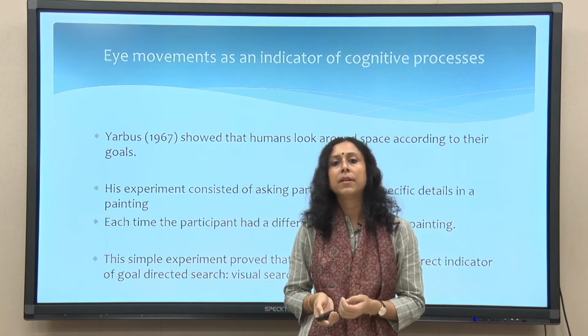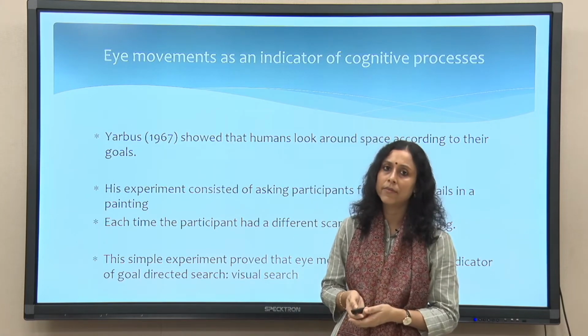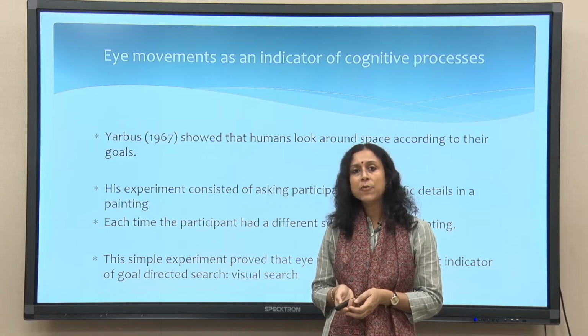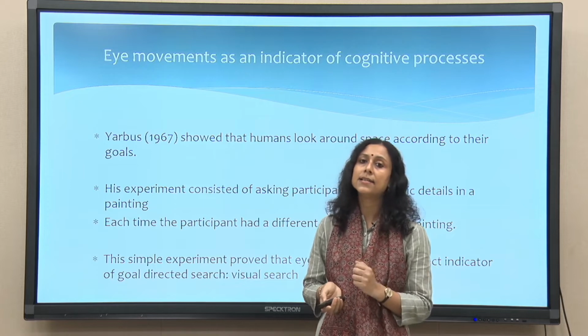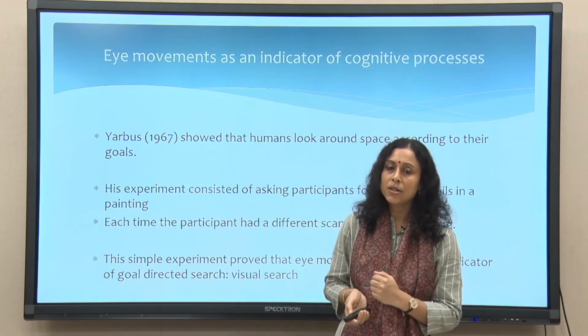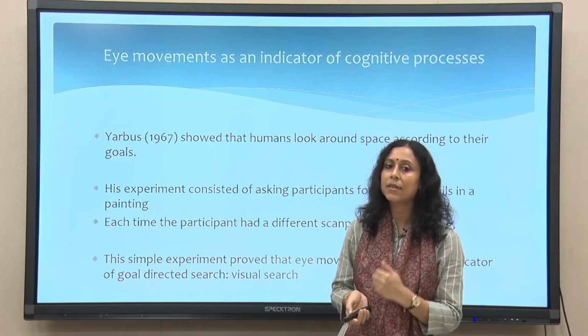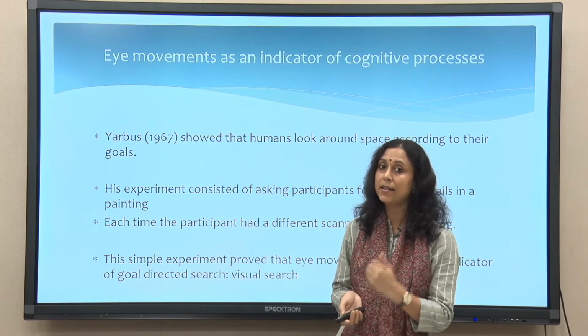This is a very simple and fundamental level of experiment, but it proved a very important thing, which is that eye movements are a direct indicator of the goal directed search, which is now called visual search. So, eye movements can be taken as a variable in order to find out the online dynamic processing mechanism that the participant is busy in right now.